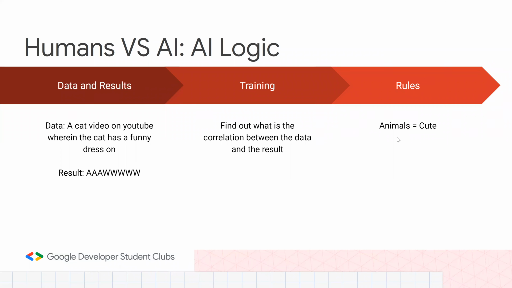The rules that are presented here are for how the AI generates its own output or result of what it's made to do. Does that make sense? Yeah. So what the AI is doing here is learning the correlation between the data and the result, and making the rule. Basically, the correlation is the rule.